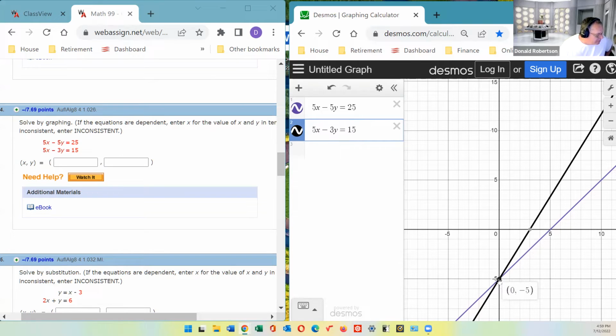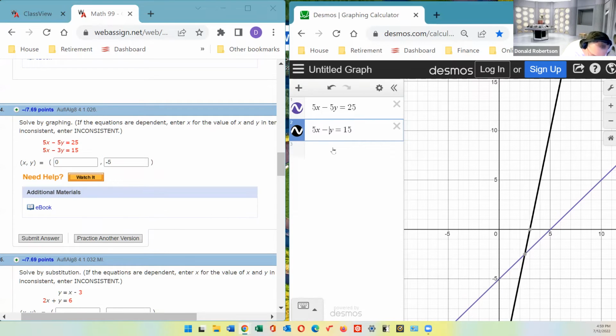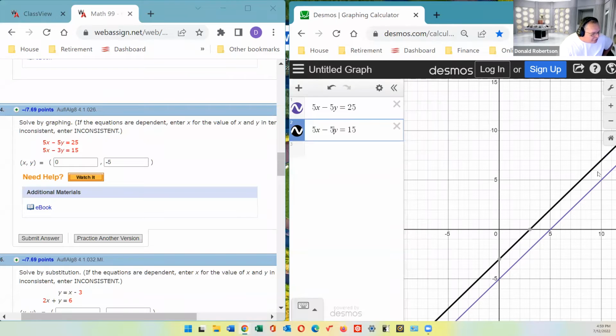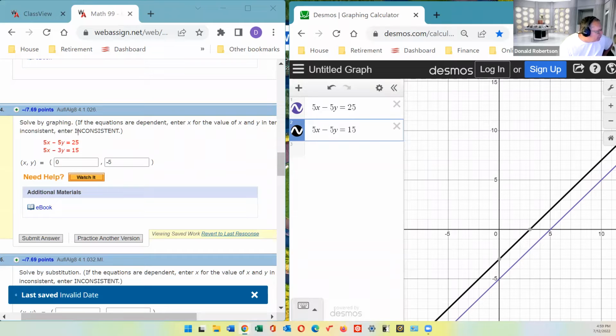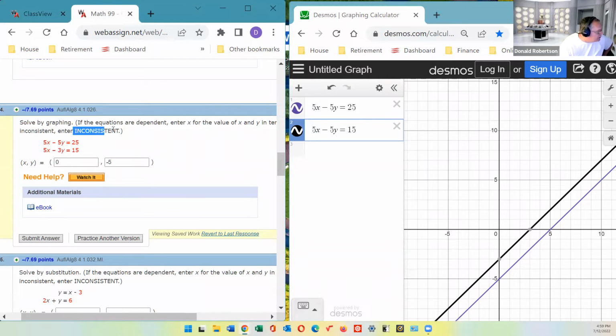It's there. So let me create one, because I can't seem to find one of these situations. Imagine that this guy here had in fact been 5. There. Do you see that we have two parallel lines? And when you have two parallel lines, you are going to put in inconsistent. And I guess you put it in that box there. So when you have two parallel lines, you're going to use the word inconsistent.